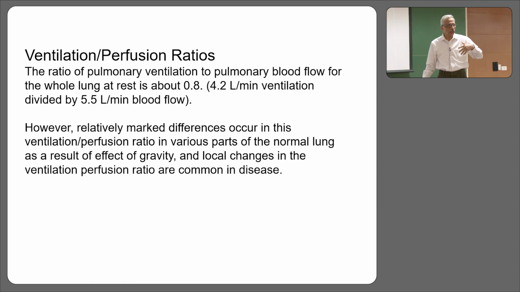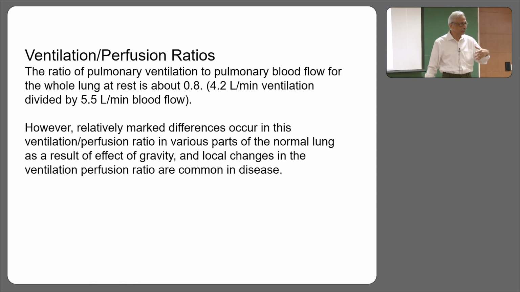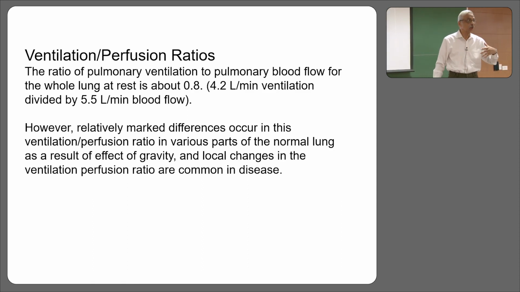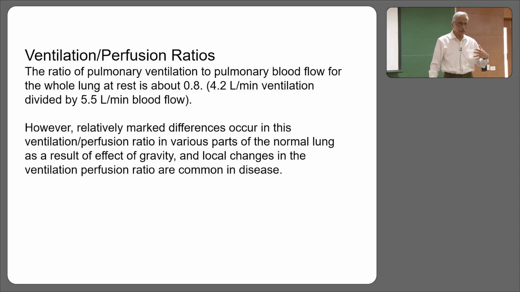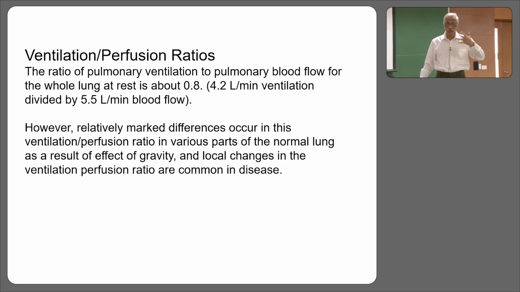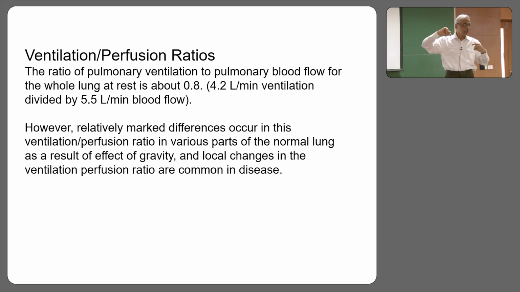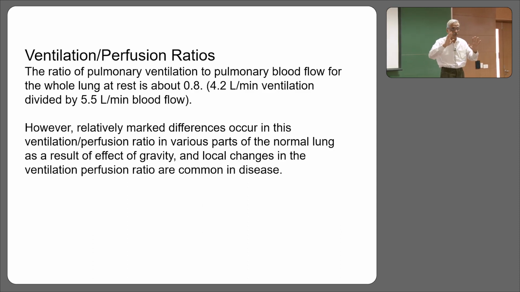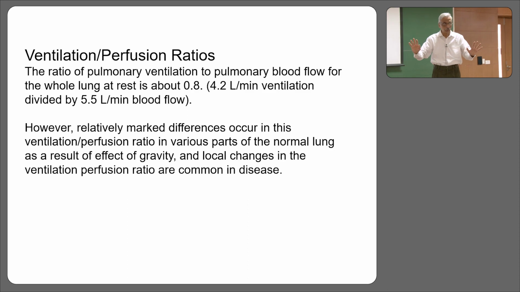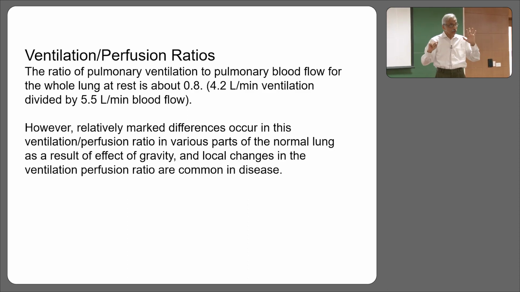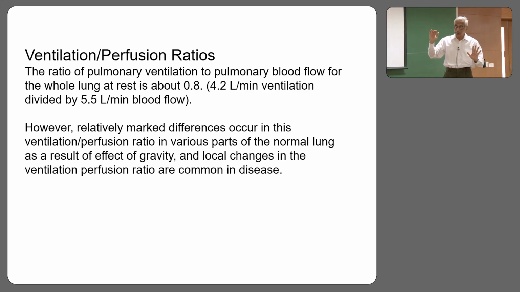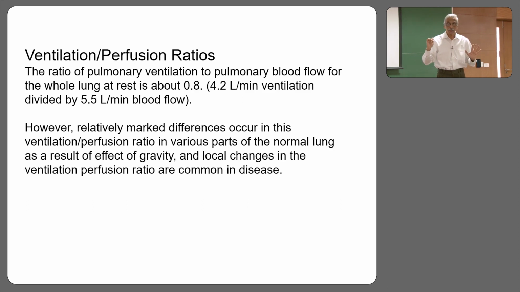Given that you are 70 kg, at rest and breathing normally, the number of breaths may be 8 or 10 or 12, but roughly an average would be how much air is going in and out. How much air have you taken? 4.2 liters. During that period, how much blood has drained through the lungs? That comes to about 5.5 liters.